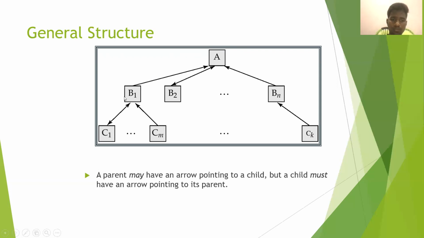Here you can see B1 is the child of A, so B1 points to A. Here B2 is a child of A, so B2 points to A. The arrow may or may not be there from parent to child, but there must be one from child to its parent. Here you can see the link is from the child to its parent, not from parent to its child. So this relation should exist in the tree structure model. This is the general structure of the tree structure.